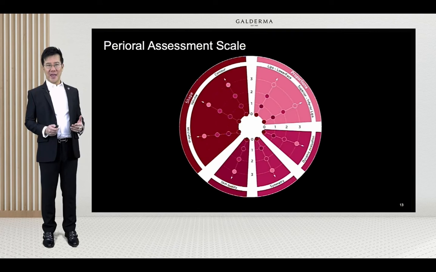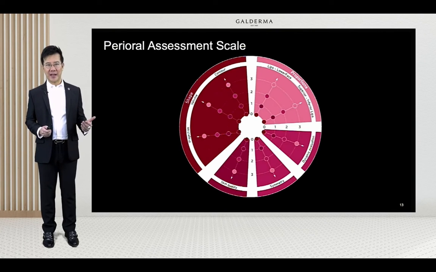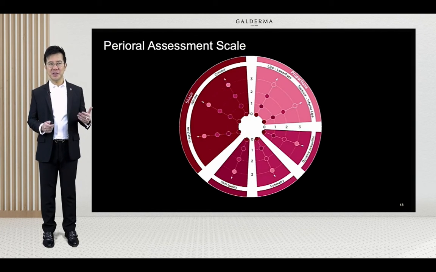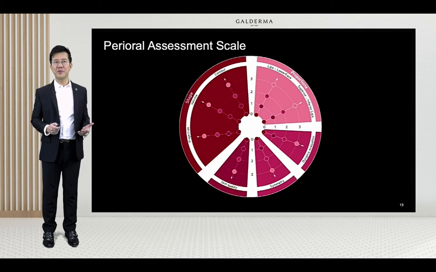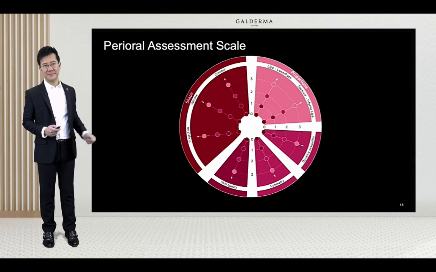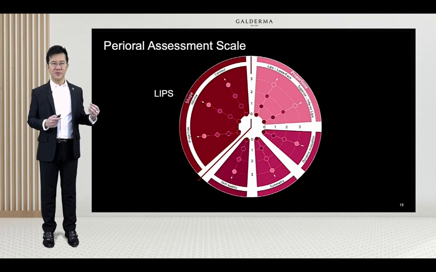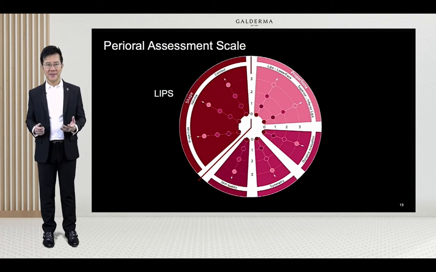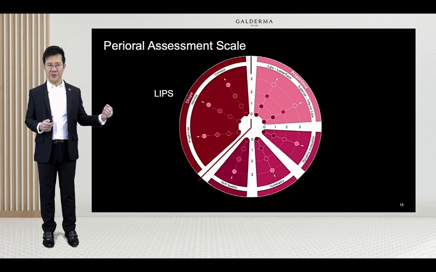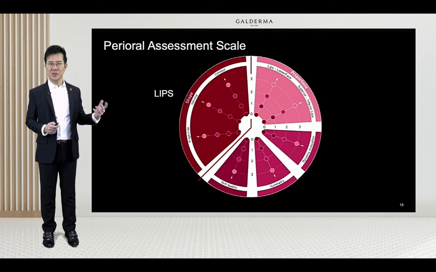The easiest way to choose the right product for our patient is using a useful tool, the perioral assessment scale. We evaluate lips for contour, volume, and projection, and also the surrounding area that are related to lips.